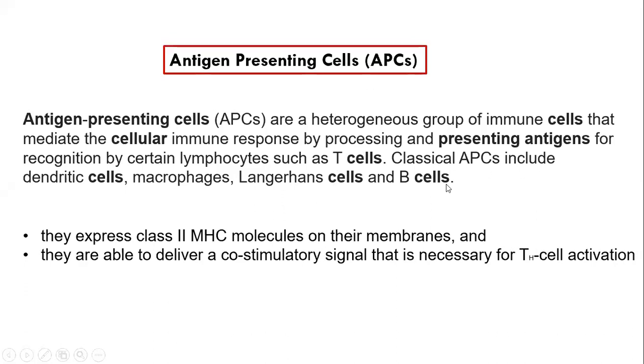The classic APCs include dendritic cells, macrophages, Langerhans cells, and B cells are also part of the antigen presenting cells. Mainly, the property of an antigen presenting cell is that it expresses class 2 MHC molecules on the membrane. That is the biomarker specifically for these antigen presenting cells. And they provide a co-stimulatory signal in the activation of T helper cells.